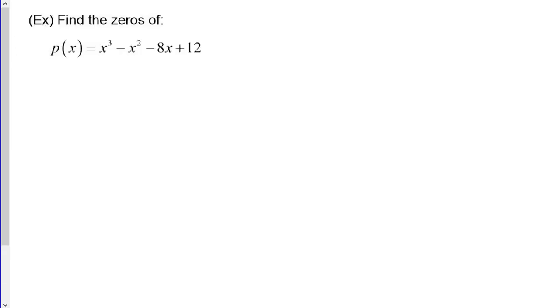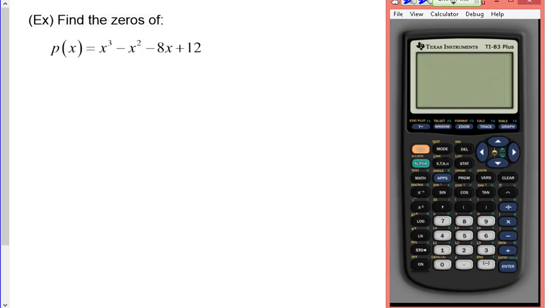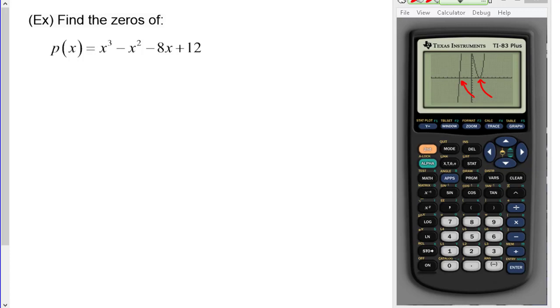All right, another example here. Find the zeros of x cubed minus x squared minus 8x plus 12. So I'm going to graph it first. So, graphing it, it looks like I've got some initial zeros here, one there and one there, at negative 3 and positive 2.